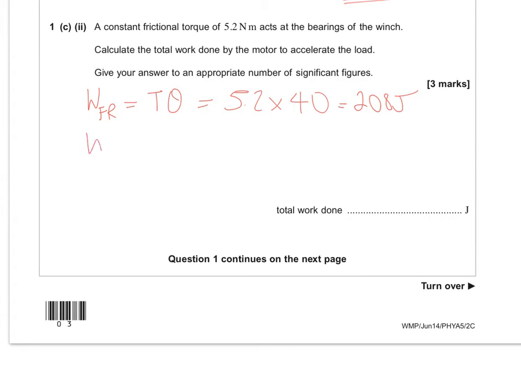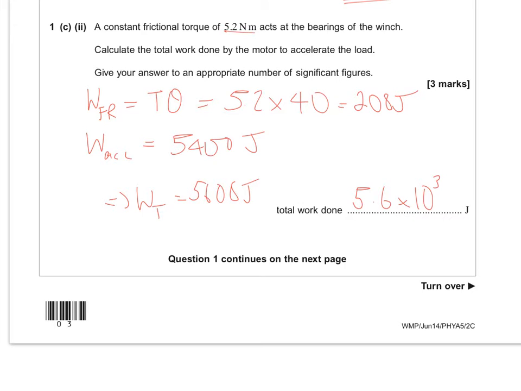And then the work done in the acceleration phase, like your resultant work done, was a show that question, so we can just pull out the 5,400 joules. So then your total work is going to be these two added together, so 208 plus 5400 is 5608 joules. And we want to give this to two significant figures, so it's going to be 5.6 times 10 to the 3, because this is a two significant figure number, which we do using standard form.